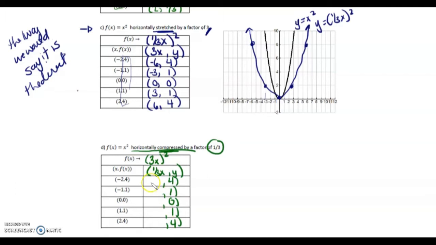Let's take 1/3 of the x. Negative 2 over 3, negative 1 over 3, 0, 1 over 3, 2 over 3. Negative 1/3 and 1, and then negative 2/3 and 4. Wow, that's very, very vertical here.